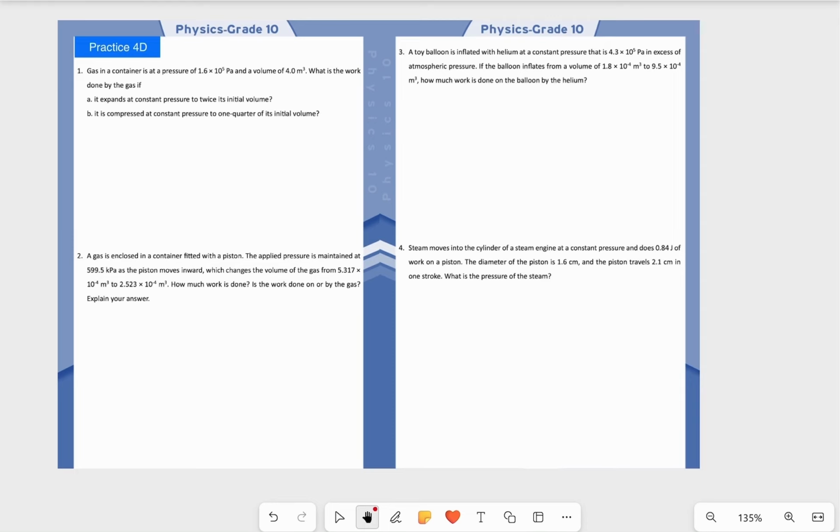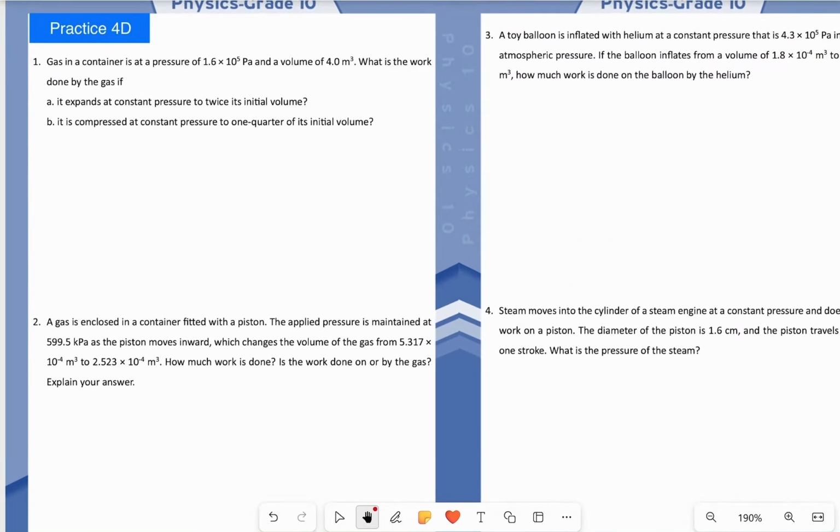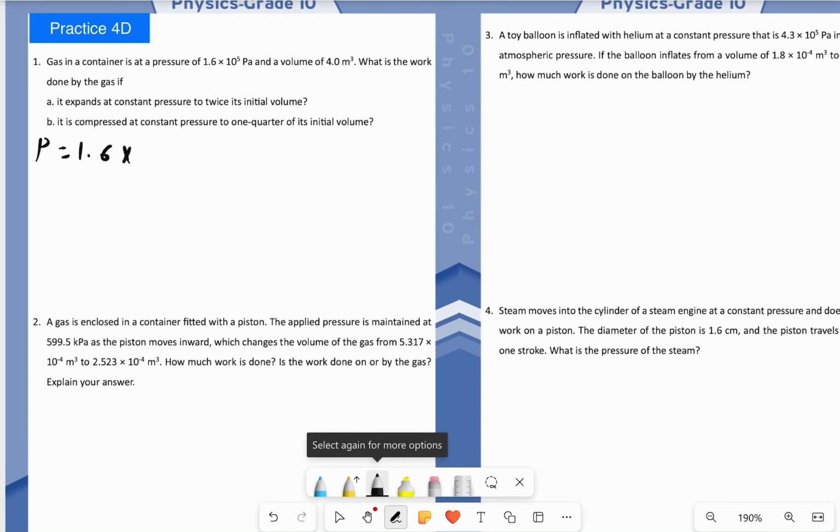Now we have the first question. It says, gas in a container is at a pressure of 1.6 times 10 to the power of 5 Pascal. So we have pressure, which is equal to, let's write the givens. Pressure is equal to 1.6 times 10 to the power of 5 Pascal. And a volume of 0.4 meter cubed.